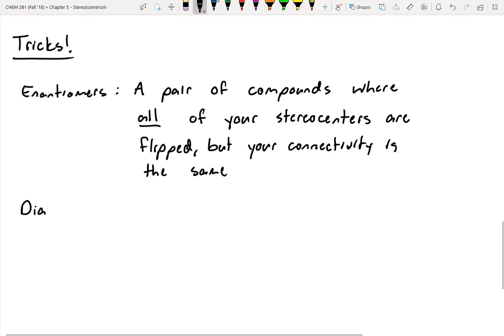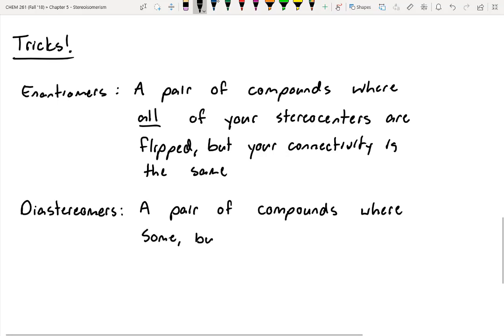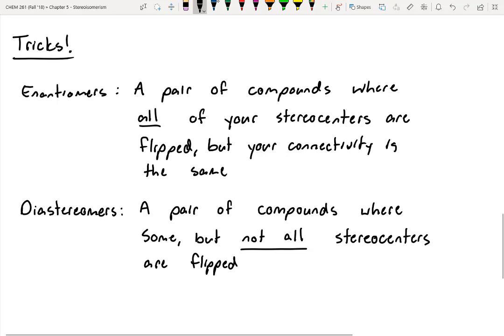Diastereomers. That is a pair of compounds where some, but not all, stereocenters are flipped, but your connectivity is the same.